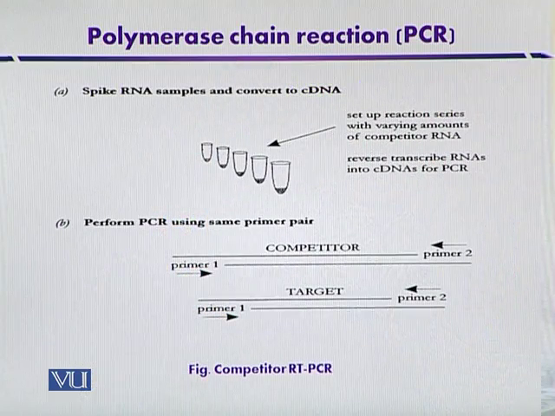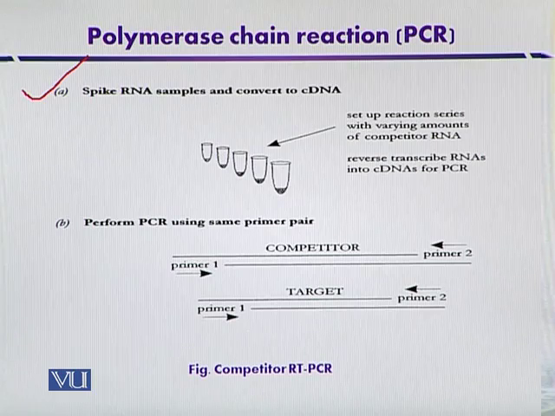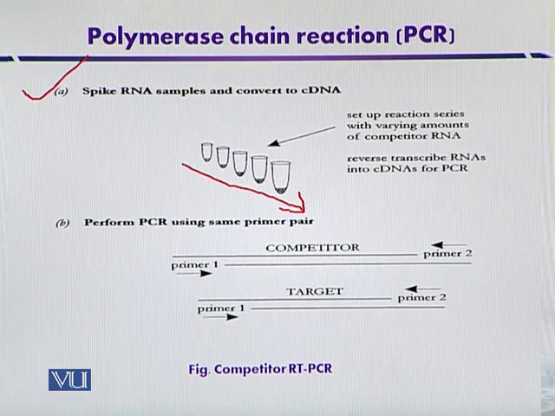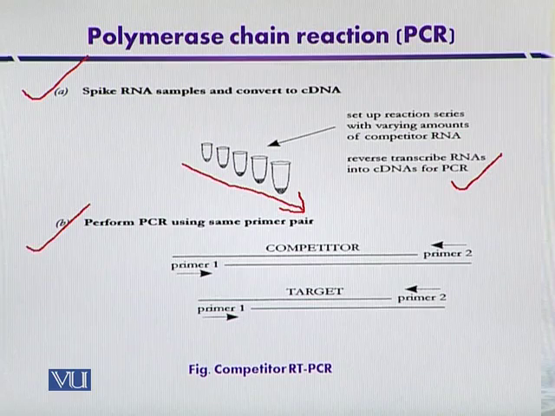So this reaction it can be performed in two steps. In step A, we can spike the RNA samples and convert to cDNA. As I told you, the spiking, the sharp increase in competitor RNA is there so that we can have different concentration or standards of the competitor RNA. So gradually the concentration of competitor RNA it may increase. And then the cDNA it is also there in the reaction. So two type of RNA are there. And in the next step we can perform the amplification by using specific set of primers.